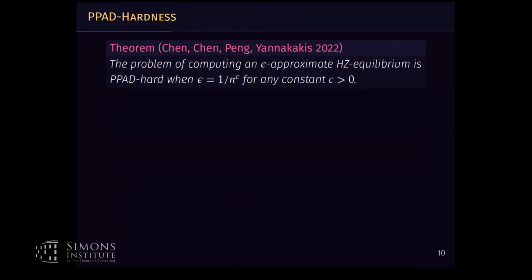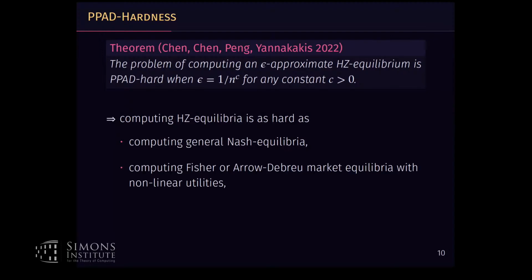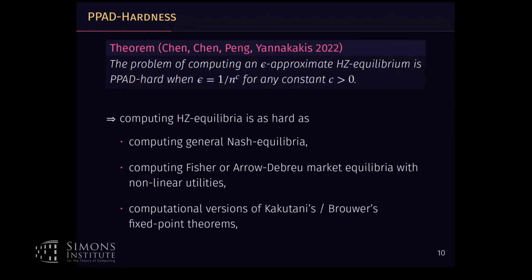And one of these questions was resolved very recently, where this long list of authors studied this problem, and they showed that finding an epsilon-approximate HC equilibrium is in fact PPAD-hard for inverse polynomial epsilons. And to bring this home, what does this mean? Being PPAD-hard means that it's in the same league as many other famous problems in computational economics, such as finding general Nash equilibria, finding market equilibria in certain markets. And in fact, it's even computationally equivalent to Kakutani's fixed point theorem and Brouwer's fixed point theorem.